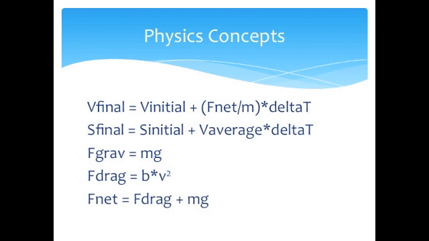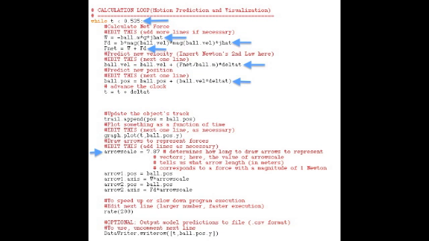The physics concepts used to create this code relate to Newton's second law. This law states that an object's final velocity is equal to its initial velocity, plus net force over mass, times the change in time. In this code, you will also see gravitational force as well as drag force incorporated. However, for this model, b is set to 0, so the drag force is non-existent.